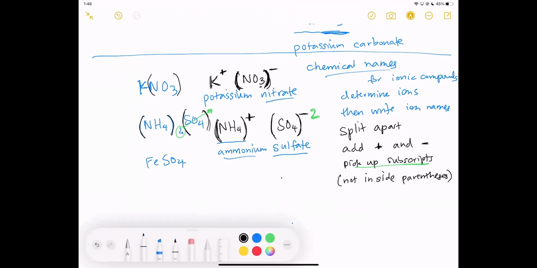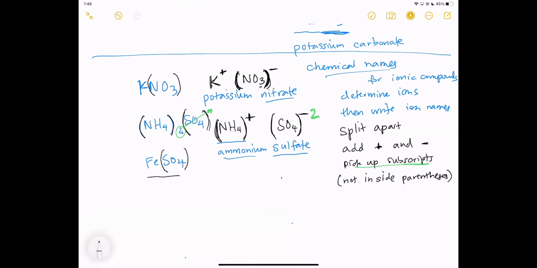Okay. And so let's take a look at this one. So this is Fe and SO4. Okay, so you want to split it apart. But before I split it apart, I'm going to put parentheses around SO4 so it doesn't split apart into 3 different elements. Okay, so this is Fe and then SO4 in parentheses. Okay, put a plus and a minus. And then you pick up any subscripts. So this part again, pick up any subscripts. There are no subscripts outside of the parentheses.